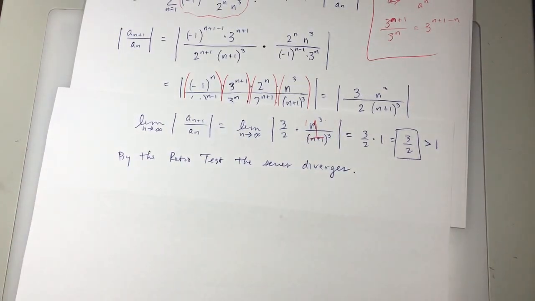Are we going to ever get an a sub n with addition or subtraction in the fraction for the sum? I can't think of one, but that's not to say you'll never see it. Okay.